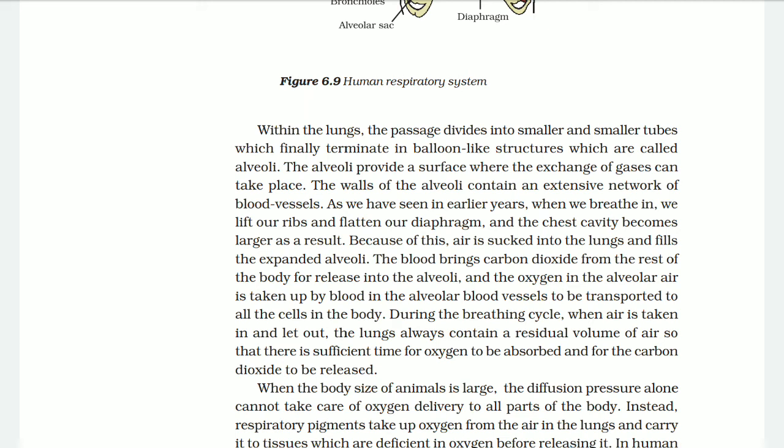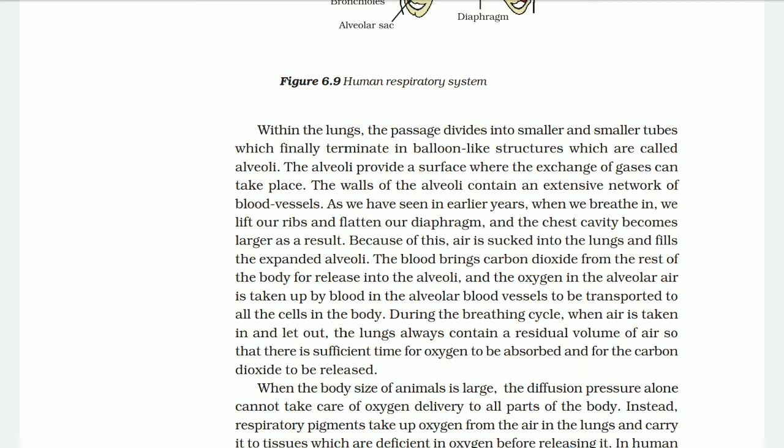The blood brings carbon dioxide from the rest of the body for release into the alveoli, and the oxygen in the alveolar air is taken up by the blood in the alveolar blood vessels to be transported to all the cells in the body. During the breathing cycle, when the air is taken in and let out, the lungs always contain a residual volume of air, so that there is sufficient time for oxygen to be absorbed and for carbon dioxide to be released. So this is the mechanism in our body for the lungs and the process of exchange of gases.